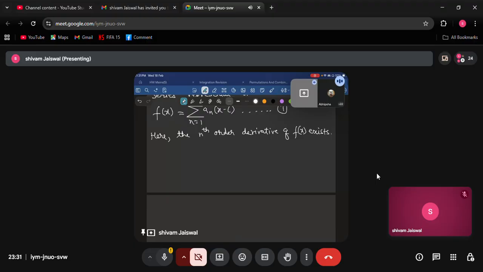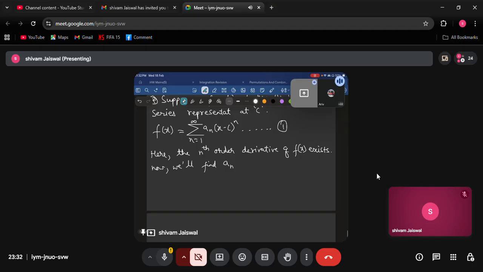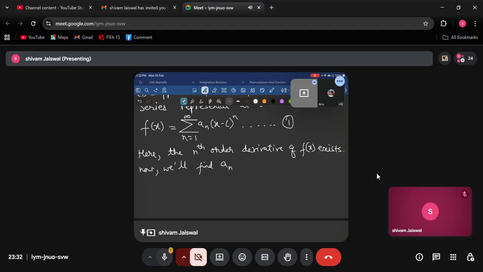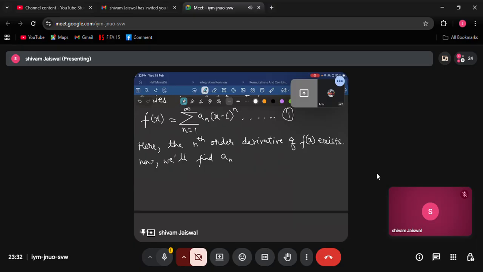So what is f of x? Now over here, I'm going to find out a n. What is c? C is an arbitrary point on the real number axis, any random number. So f of x will be equal to a0 plus a1 into x minus c plus a2 into x minus c whole squared plus dot dot dot plus a n into x minus c whole to the power n.